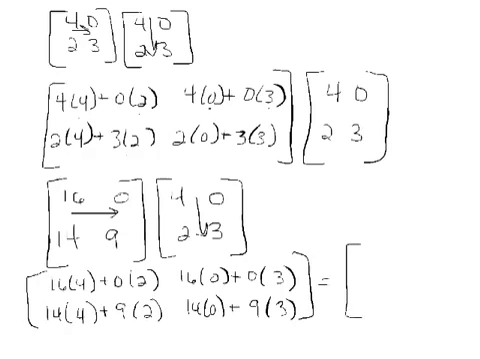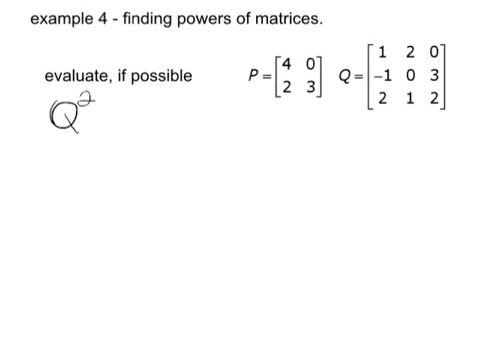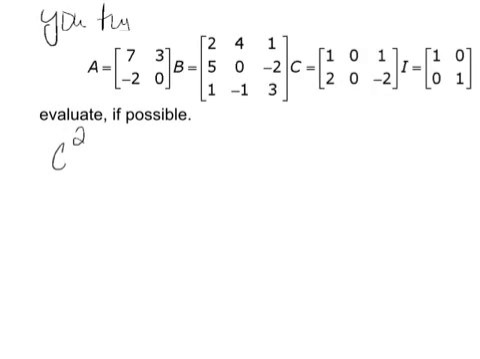16 times 4 is 64 plus 0. Sorry, 0 plus 0, that stays 0. 14 times 4 plus 18. And 0 plus 27. There is our cubed square matrix. Okay, why don't you, hold on. We're going to save this one to do later. I want to move on to one more thing.